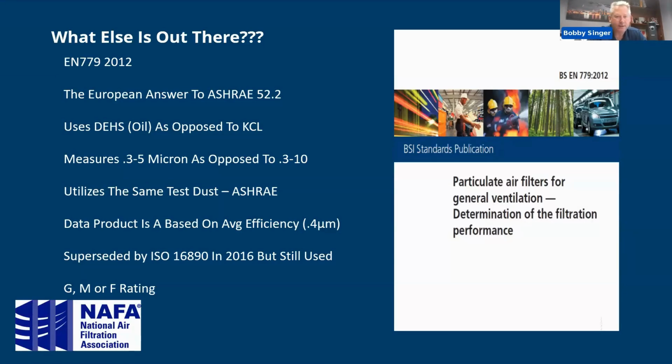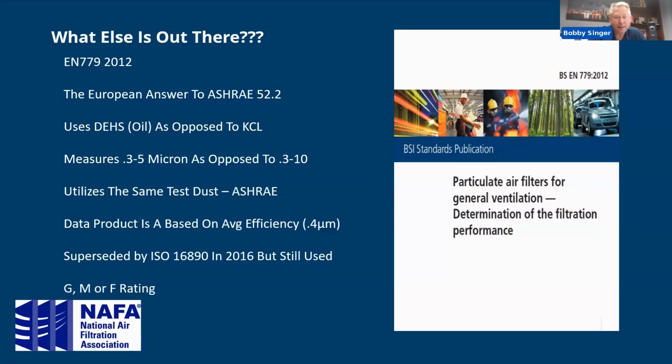The data product is based on average efficiency as opposed to minimum efficiency. So the loading process is similar, and you run those efficiency measurements throughout the loading process, but those measurements are averaged specifically at 0.4 for the rating.